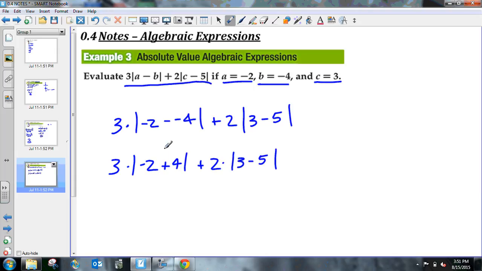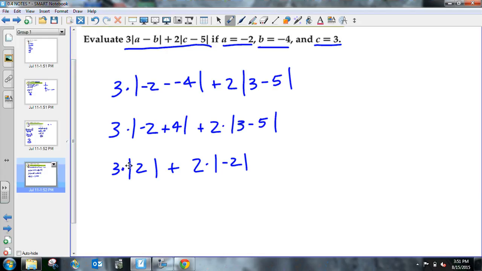Now, the absolute value, you can kind of think of that as a, like, parenthesis. So let's do the operations inside the absolute value and see what number we get. So I get 3 times the absolute value. Negative 2 plus 4 is the same thing as 4 minus 2, so that's just 2, so absolute value of 2. Plus, let me put my multiplication symbol here, plus 2 times 3 minus 5. 3 minus 5 is negative 2. Okay, so here's where the absolute value comes in. All right, if I take 3 times the absolute value of 2, well, the absolute value of 2 is just 2. Okay, if it's already positive, we just keep that positive number.